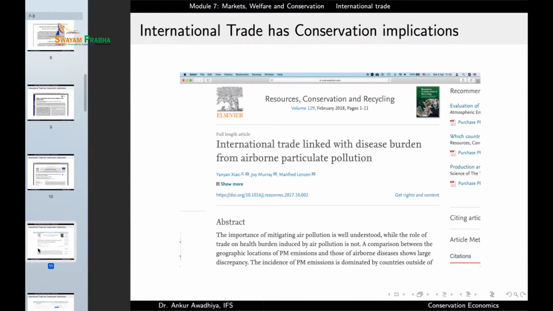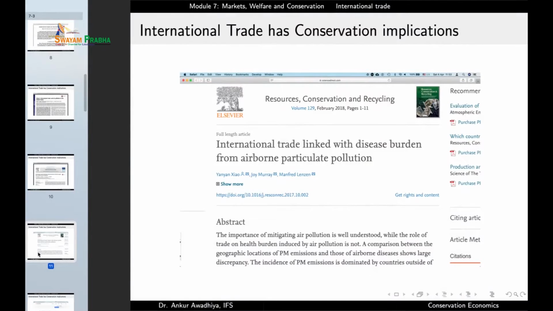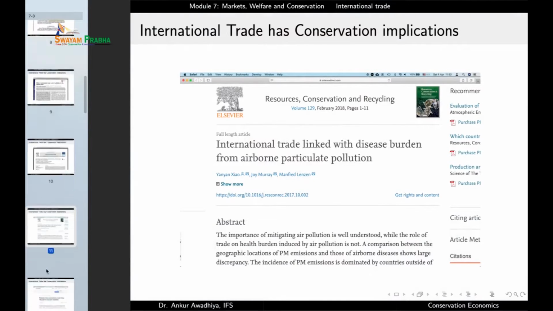International trade linked with disease burden from airborne particulate pollution. Now, this article is stating that the pollution that is being released because of international trade is now leading to more and more diseases in a large number of people, especially the airborne diseases. Because if pollutants are released in any one country, then along with wind, these pollutants can reach other countries and start to have negative consequences on the people in those countries as well. So we are starting to see an increase in the disease burden.